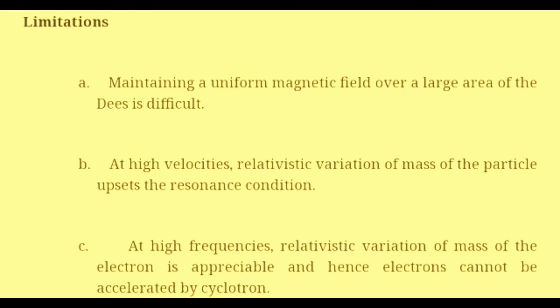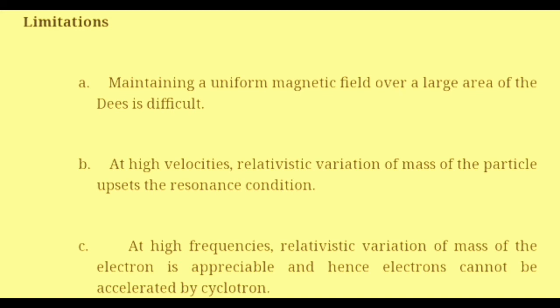So till now we have discussed about cyclotron, like what is a cyclotron, what is cyclotron used for, its construction, principle and working too. Now we will discuss about the limitations of a cyclotron. So at number 1, maintaining a uniform magnetic field over a large area of the disk is difficult. In the principle we have already discussed that the whole setup is based on the uniform magnetic field, but in practical life, maintaining a uniform magnetic field over a large area for a long period of time is quite difficult. So this is the first limitation.